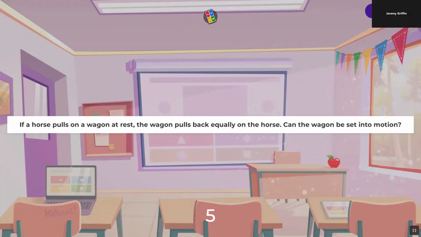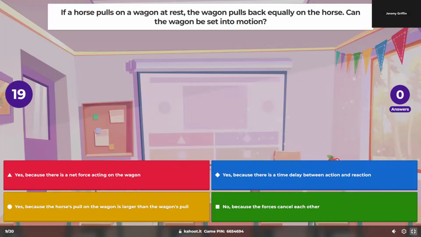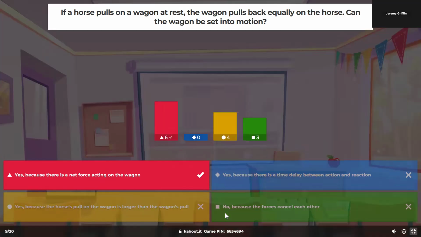Horse pulls a wagon at rest. The wagon pulls back equally on the horse. Can the wagon actually be set into motion? Red, yes, because there's a net force acting on the wagon. Blue, yes, because there's a time delay between the action and reaction. Yellow, yes, because the horse's pull on the wagon is larger than the wagon's pull. Or green, no, because the forces cancel each other out.